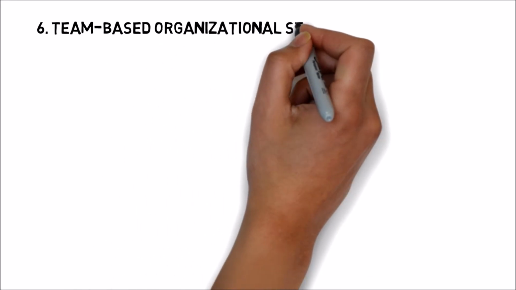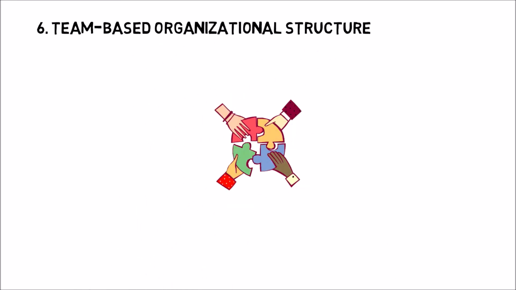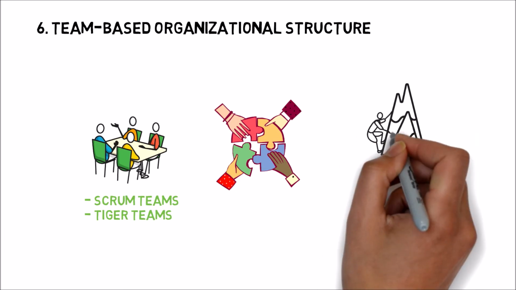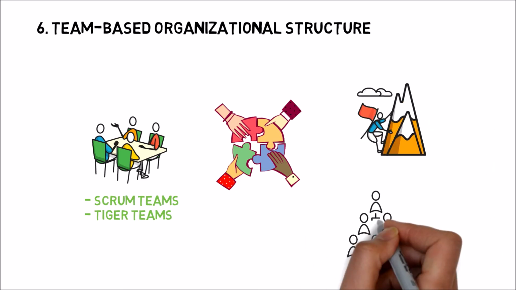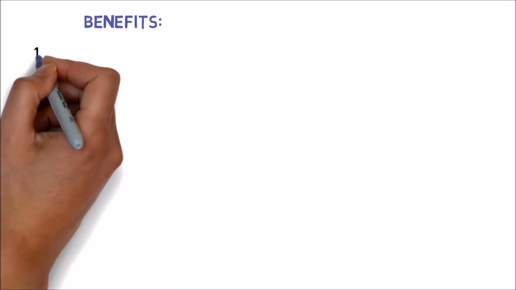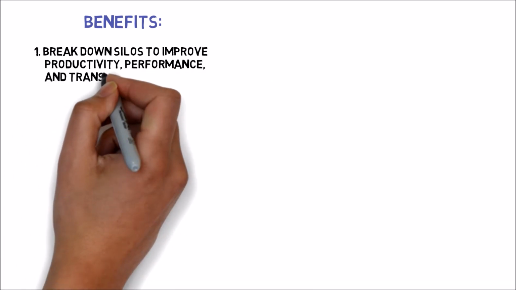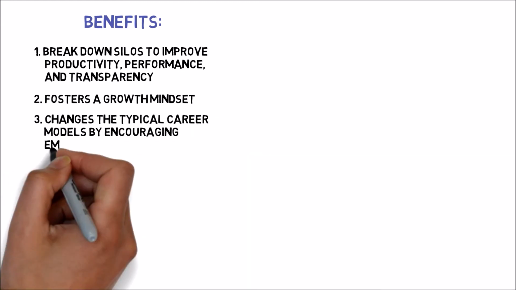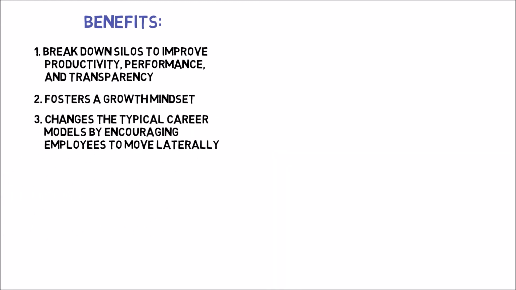6. Team-based organizational structure. A team-based organizational structure places people in groups based on teams, scrum teams or tiger teams, for example. A team organizational structure is designed to challenge the conventional hierarchy by emphasizing problem-solving, collaboration, and the empowerment of workers. Benefits: Break down silos to improve productivity, performance, and transparency. It fosters a growth mindset. It changes the typical career models by encouraging employees to move laterally.